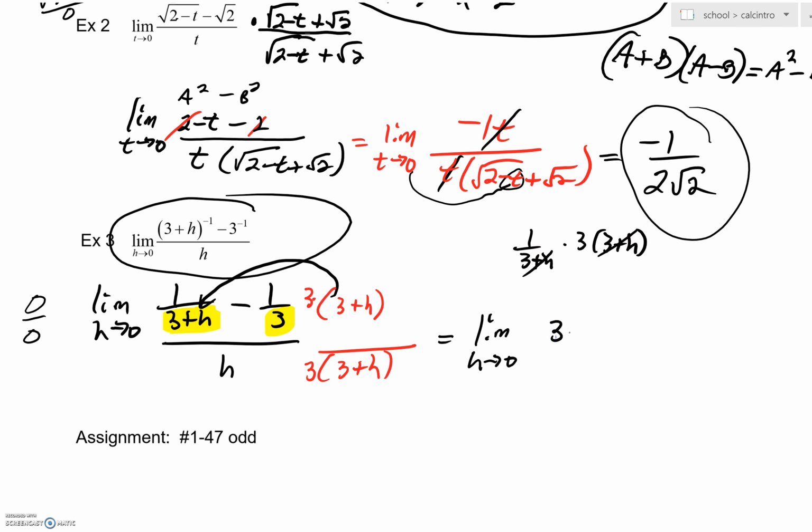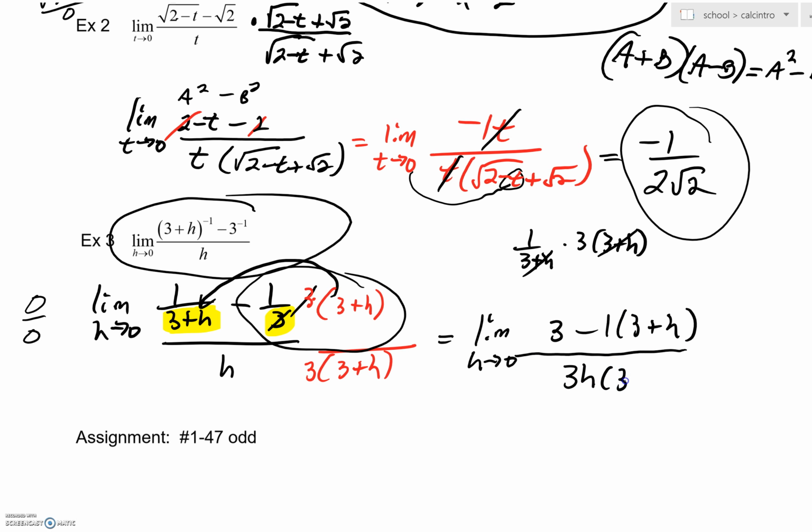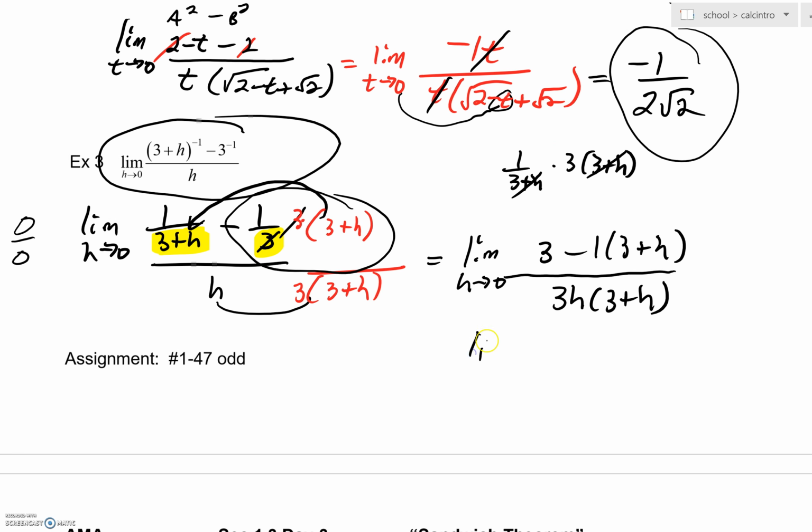The 3 plus h's are gone. You just have a 3. And then what's going to happen here when I'm multiplying these? What will cancel? The 3's are going to be gone. And I'll be left with a minus 1 and then a 3 plus h here. And down below, wow, I've got this real ugly expression down here. I've got an h and a 3. Don't distribute just yet. Your hope is it's going to clean up. Your hope is something's going to cancel. Now, let's clean this up just a tad.